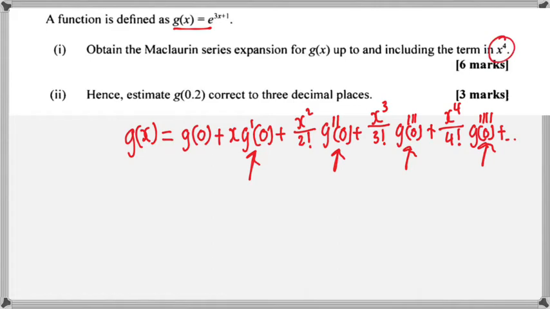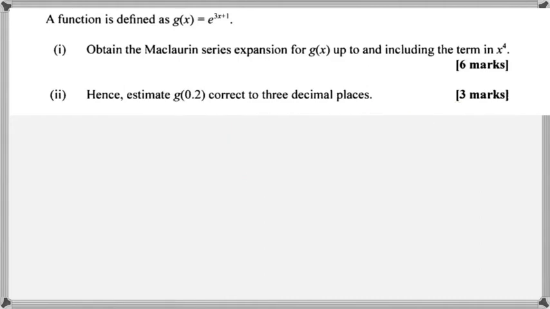They say up to and including the term in x to the power of 4. So therefore we would have to differentiate the function g of x 4 times. So let us do that. Let's start there. So let me just take this off and let's see how we can start, guys. Right, so my first thing, as I said before, is to put down the function and start to differentiate.